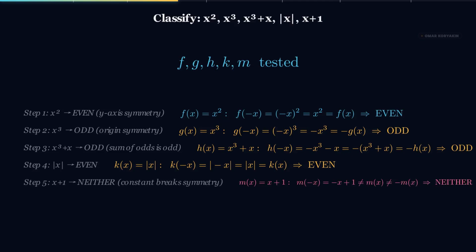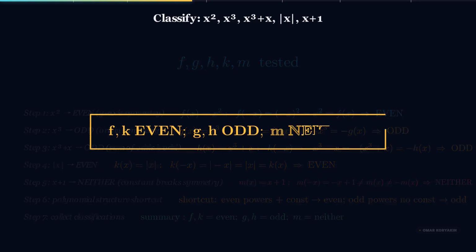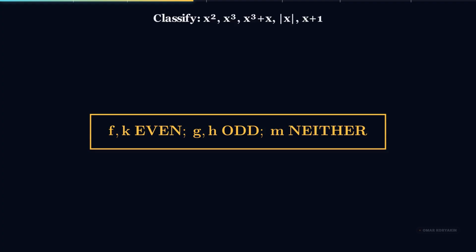Test m of x equals x plus 1. Compute m of negative x, which is negative x plus 1. Compare to m of x equals x plus 1. Not equal: x plus 1 versus negative x plus 1 are different unless x equals 0. Not even. Compare to negative m of x equals negative x minus 1. Not equal: negative x plus 1 versus negative x minus 1 are different. Not odd either. So m of x equals x plus 1 is neither even nor odd. The constant term plus 1 breaks both symmetries. So the classifications are: f even, g odd, h odd, k even, m neither.